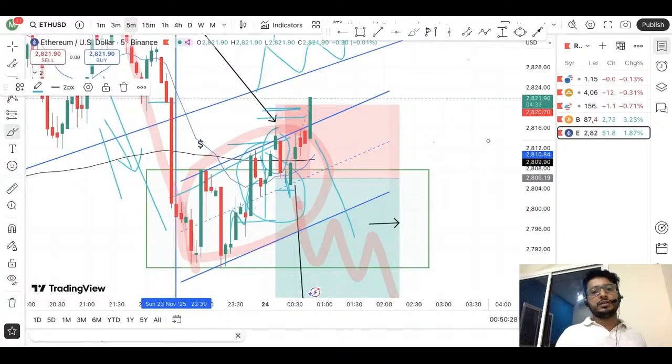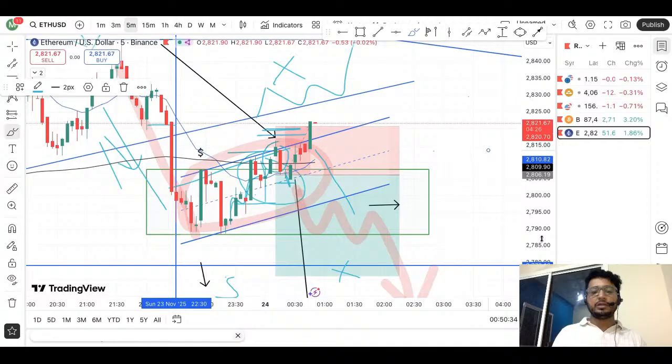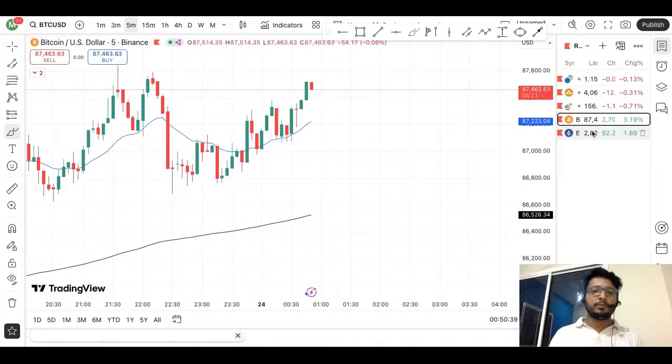Price was hitting your stop loss and then moving upside. It was a good rejection and a good trade, a good stop loss hit. We need to accept our stop loss also. Sometimes that's very important.